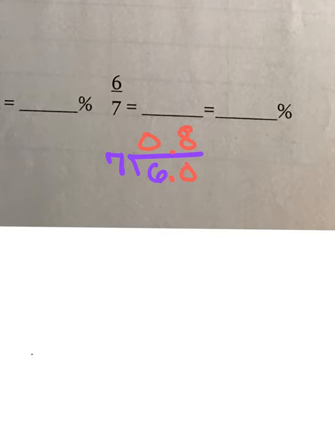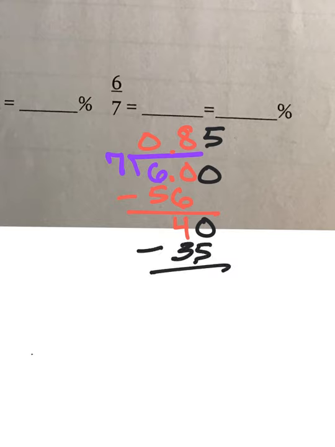8 times 7 is 56. I subtract, I get 4. It did not come out evenly, so I'm going to add a second 0 and bring it down. Does 7 divide into 40 hundredths? Yes, it does. There would be 5 hundredths in each of those 7 groups, which would be 5 times 7 is 35. If I subtract, I get 5. It did not come out evenly, so I'm going to add another 0 and bring it down. I'm not going to add any more than 3 zeros.